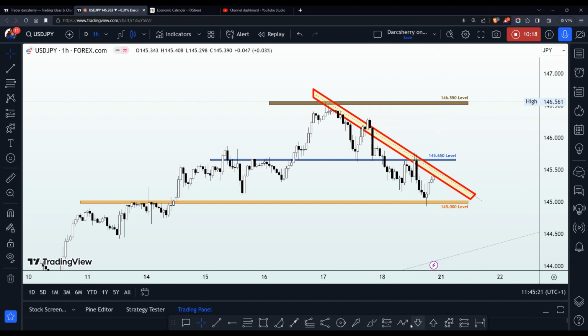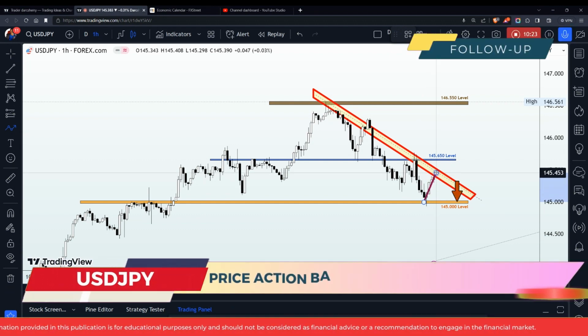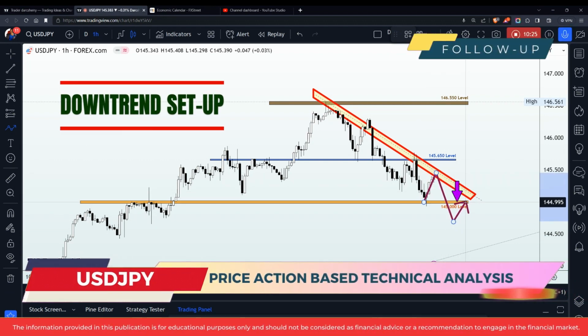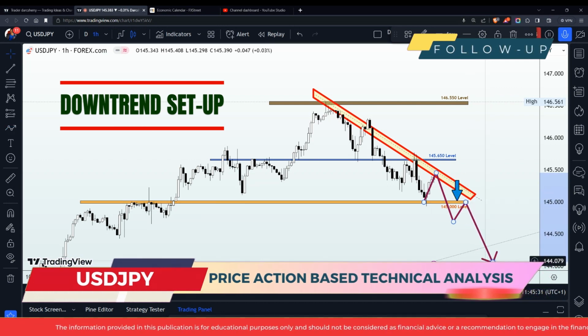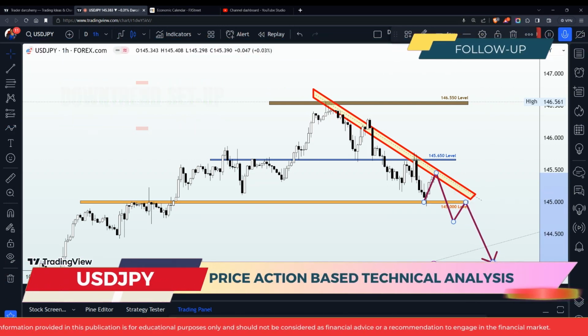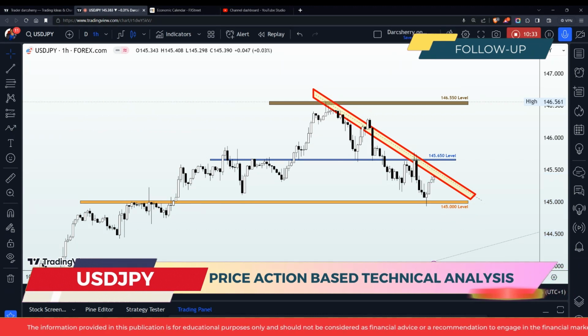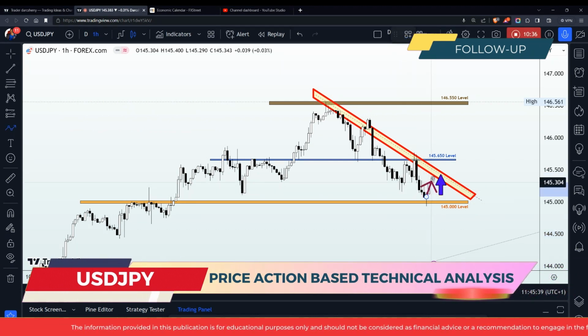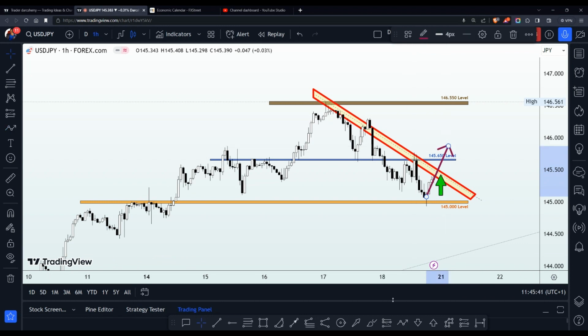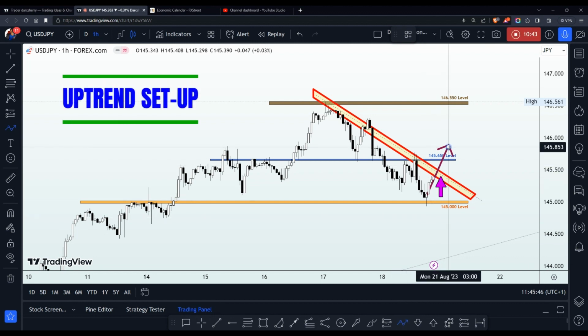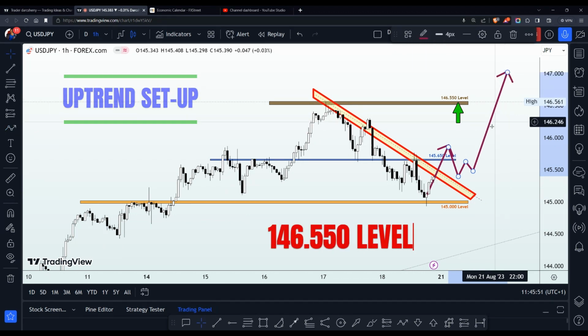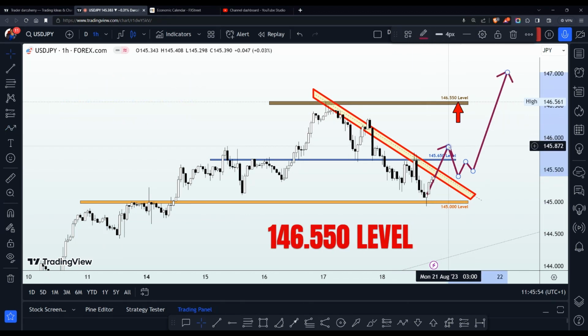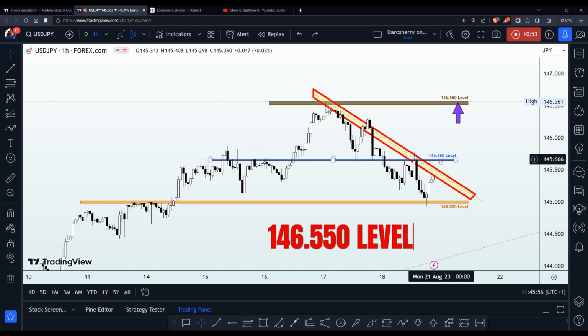Now, with the situation we have here, if price continues to persist below the descending trend line, then a breakdown of the 145.00 level will be welcoming selling opportunities here. However, if at any point in time this week price breaks out of the descending trend line and of course breaks out of the 145.650, then we want to be getting ready to join a bullish momentum at this point in time, where a further breakout of the 146.550 will be welcoming more buying opportunities here.